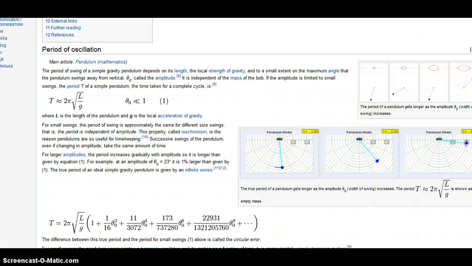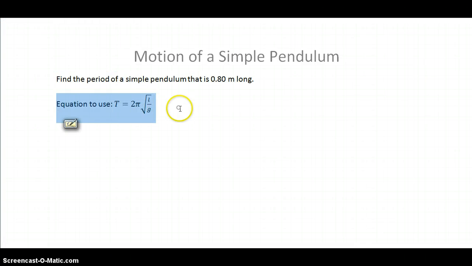So, we're going to discover in this lesson the relationship between the period of a simple pendulum and the length of the pendulum. The equation we'll use in this particular problem is the period is equal to 2 pi times the square root of the length divided by the gravity.